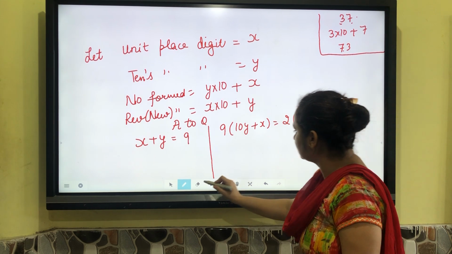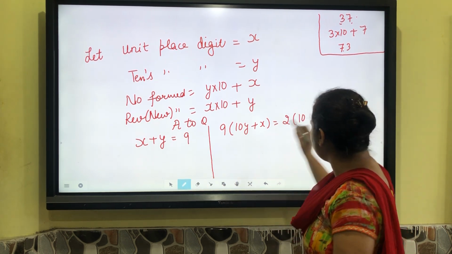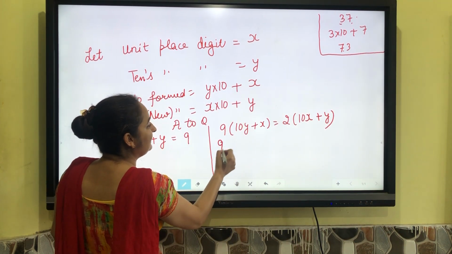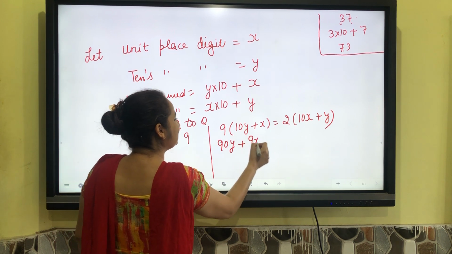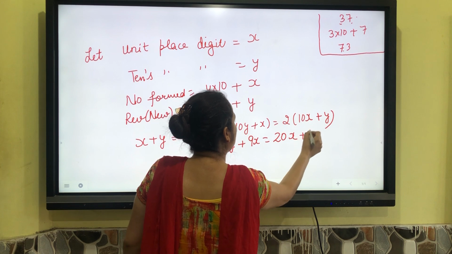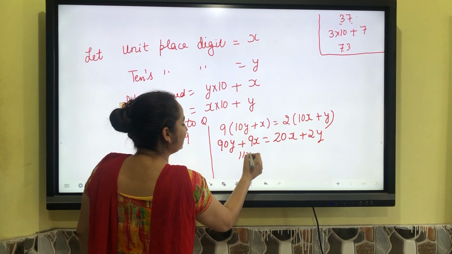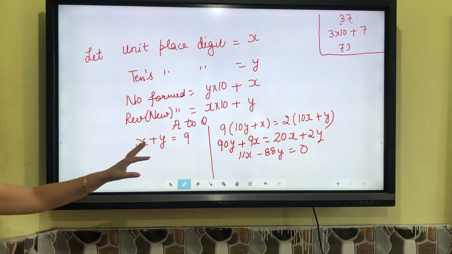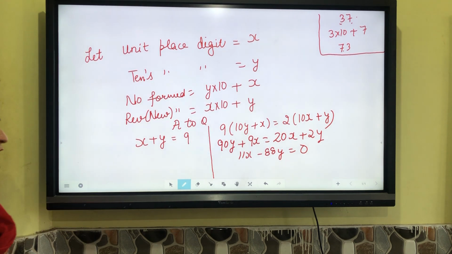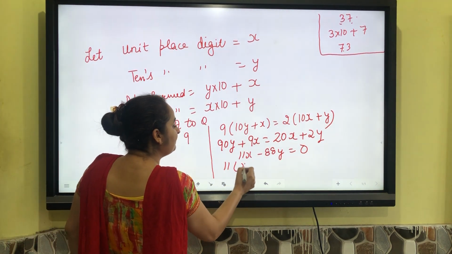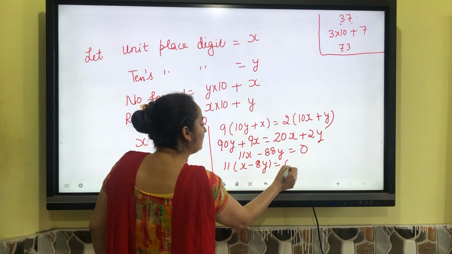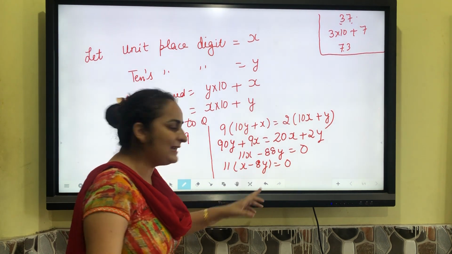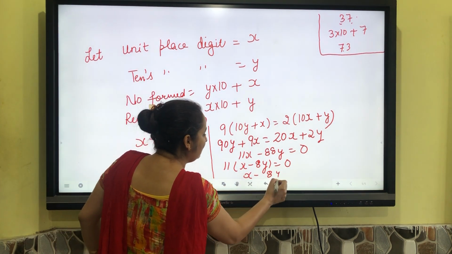Now, there is x not y, 10x plus y. Now let's open the bracket here. 90y plus 9x is equal to 20x plus 2y. 11x minus 88y is equal to 0. Maybe you all know how to take the common. 11 is common in both cases. Therefore, 11 into x minus 8y is equal to 0. Now, divide by 11 on the other side. When you divide 0 by 11, you get the result again, that is 0.